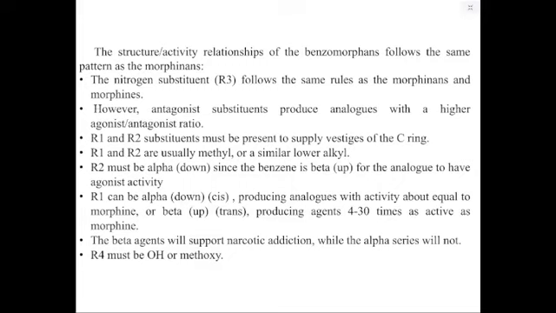R1 and R2 are usually methyl groups or a similar lower alkyl group. So we are saying those two groups can either be a methyl group or a similar lower alkyl group. They are usually methyl groups for maximum activity. Of course, when you make them bigger, you more often than not introduce steric hindrance. You make them bigger, you introduce steric hindrance, and that molecule will not be able to get to the receptor. R2 must be alpha, or down, since the benzene is beta, or up, for the analog to have agonist activity.